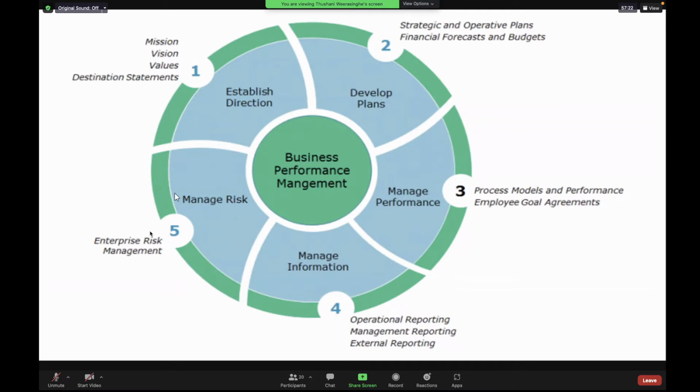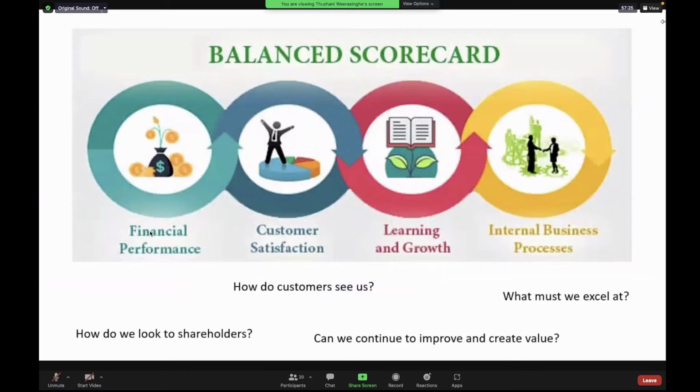Okay, Piyumal. Yes, the next thing is the balanced scorecard. You might have done this one even in the management subject, no? Can you remember it? Hansika, have you done this balanced scorecard before? No? Can't remember? Oh yes, okay.